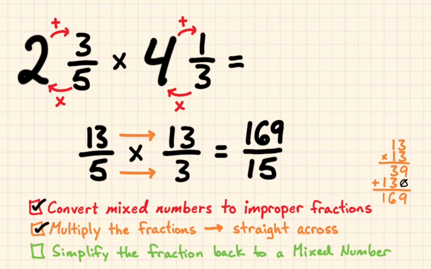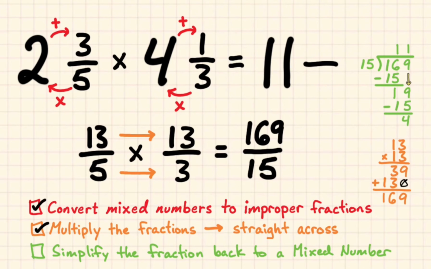To simplify the fraction back to a mixed number, let's use long division. Dividing 169 by 15, we find that the quotient is 11 and the remainder is 4. Therefore, our answer is 11 and 4/15.